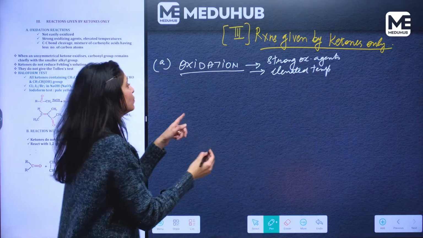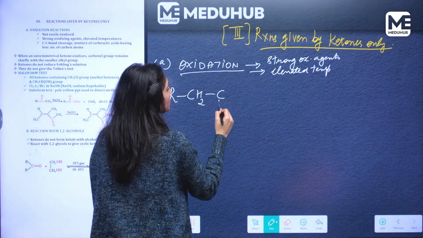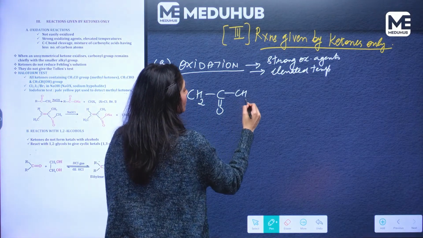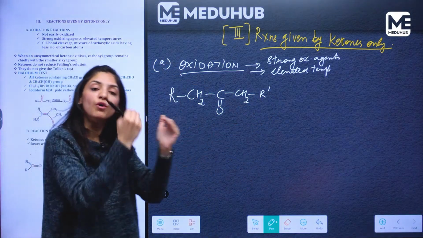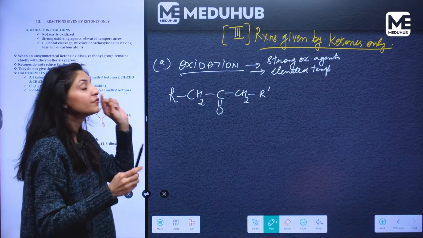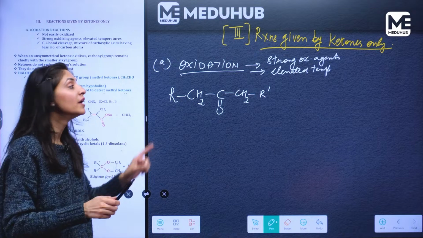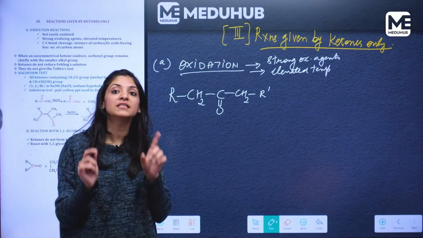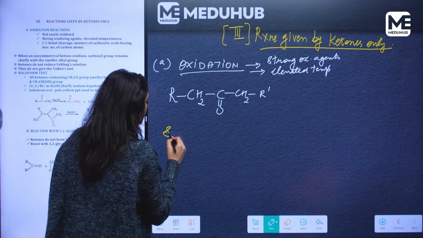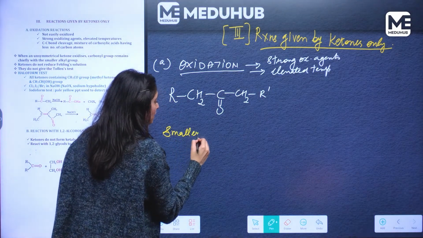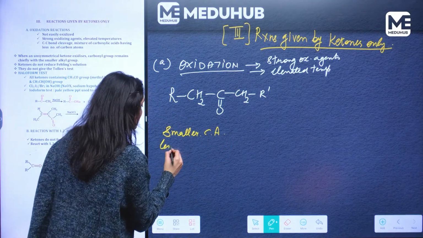When such conditions are used, if we have this ketone, this will break down into smaller carboxylic acids. So the difference between aldehydes and ketones is when you forcefully oxidize a ketone, it will not give a carboxylic acid containing the same number of carbons as the ketone, but we will get smaller carboxylic acids, or carboxylic acids containing less number of carbons.